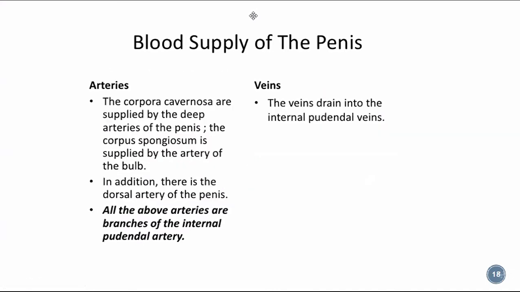So for the blood supply of the penis, the corpora cavernosa are supplied by the deep arteries of the penis. The spongiosum is supplied by the artery of the bulb. Now, in addition, there's also the dorsal artery of the penis. All of the above arteries are branches of the internal pudendal artery. Venous drainage is via the internal pudendal veins.